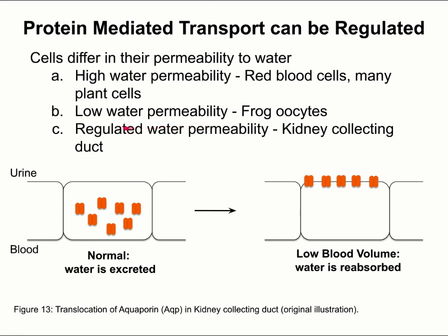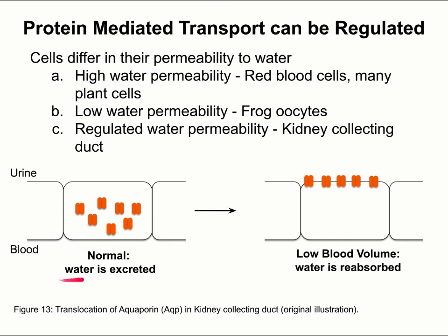In still other cells, the permeability to water is regulated. An example is collecting duct cells of the kidney, and that's what's shown in the figure. The kidney makes urine, as you are probably aware, but the body doesn't want to lose too much water to urine. Part of the job of the kidney is to minimize water loss by reabsorbing water during urine production. How much water gets reabsorbed depends on your hydration state. Under normal conditions, water passes through the kidney with relatively little reabsorption. If you're dehydrated, the kidney will absorb more water. The kidney does this by putting more aquaporin at the surface of kidney collecting duct cells.